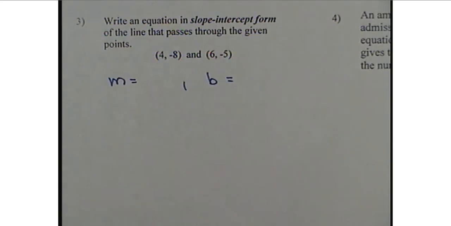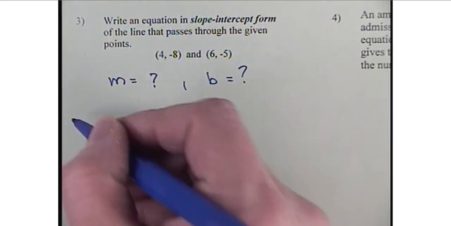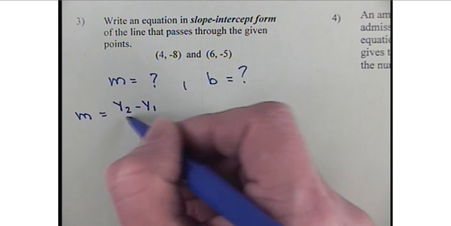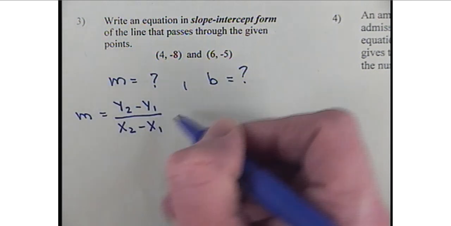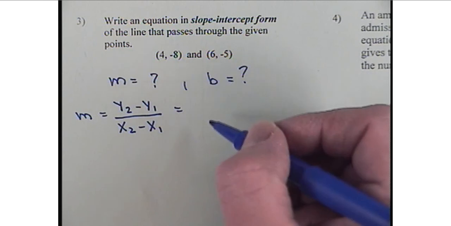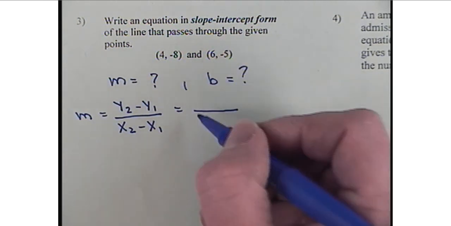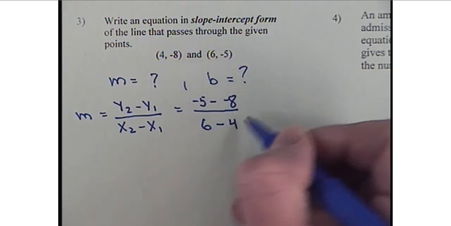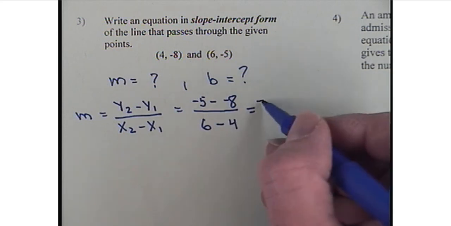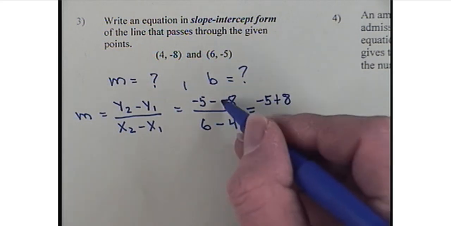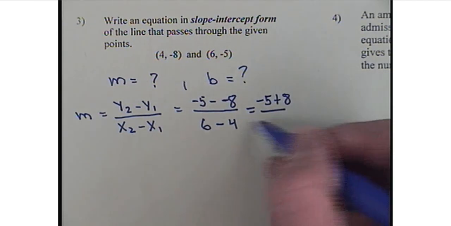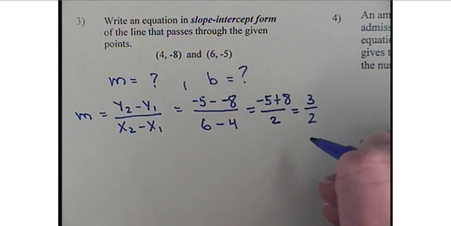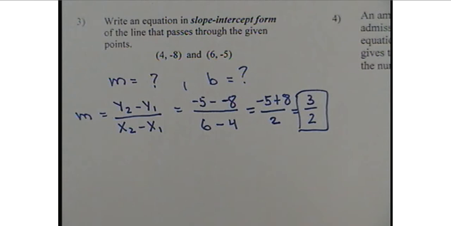So this is what we need to do first. We're going to start with m. And you guys remember the slope formula is y2 minus y1 over x2 minus x1. So using the formula we will calculate m, and that will be negative 5 minus negative 8 over 6 minus 4. Well, y coordinates will be negative 5 plus 8 here because those two negatives change to positive sign. 6 minus 4 is 2. So negative 5 plus 8 is 3 over 2. We just got the slope 3 over 2.